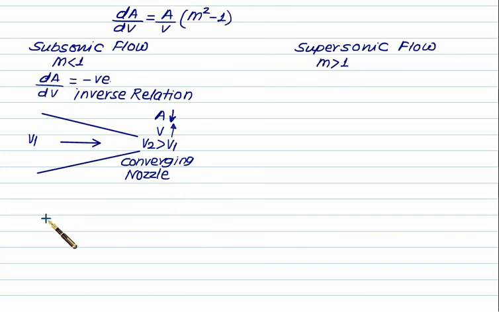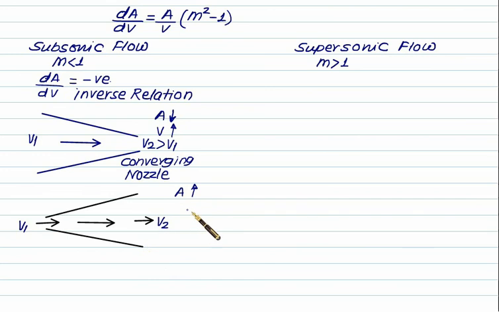Whereas if we show the expander here, where the area will go on increasing, we have inlet velocity V1 and exit velocity V2. This time the area is increasing, and we have an inverse relation. This time the velocity is going to decrease, that is, the value of V2 is less than V1. So in a device, if the velocity decreases, it is called a diffuser. So this shape will work as a diffuser when we have a subsonic flow.